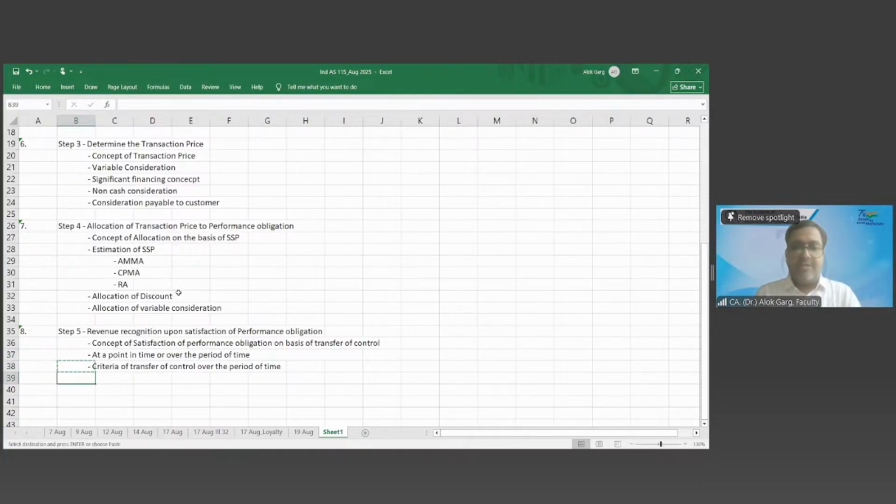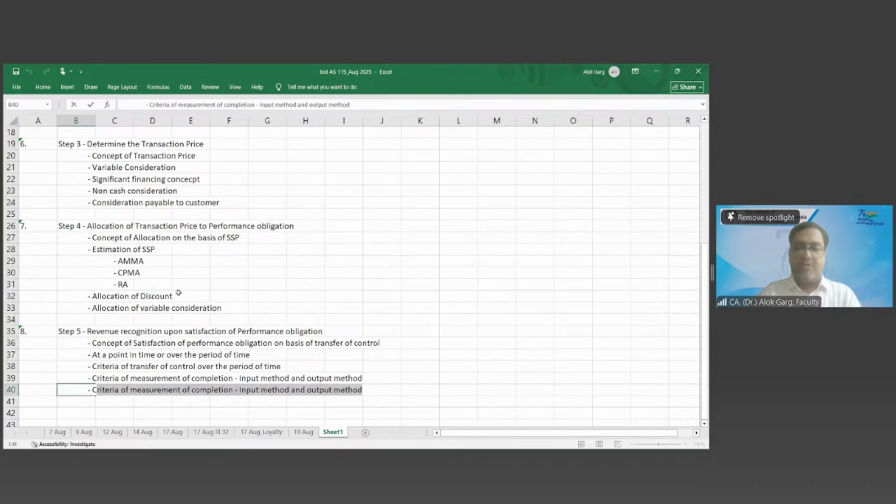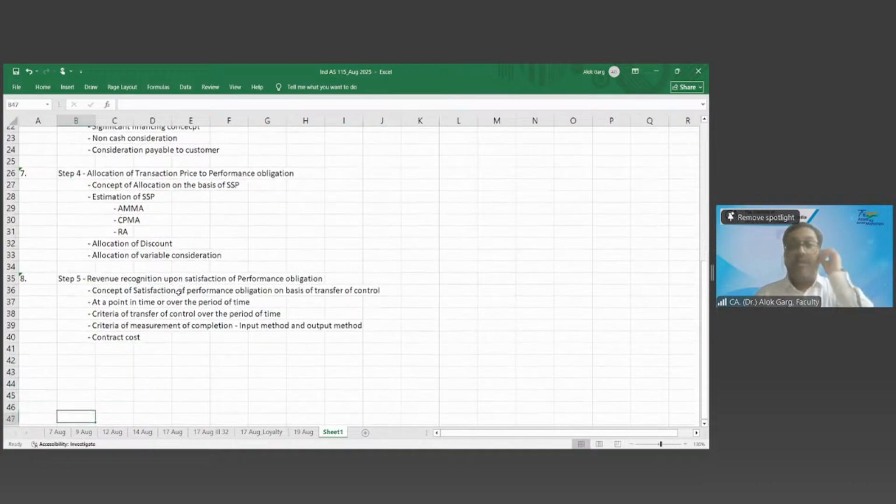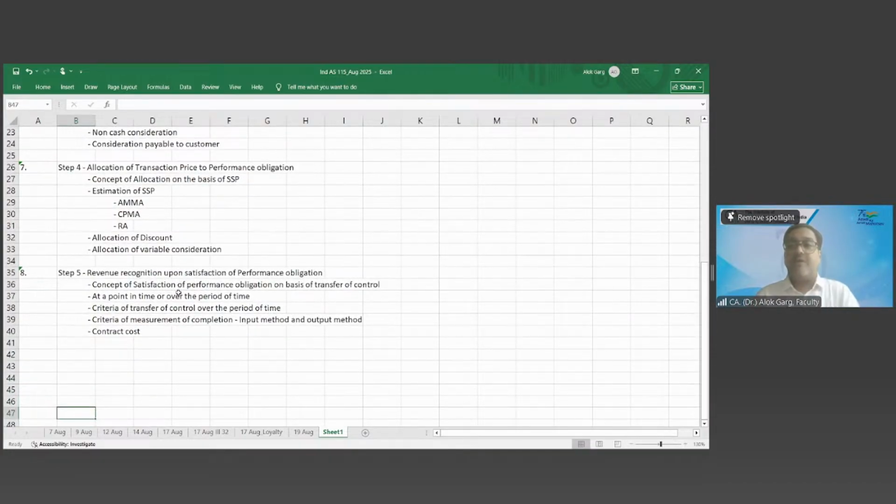Right. Then we discussed the concept of measurement of completion. What methods? Input method, output method. We discussed the concept of contract cost also. Contract cost I covered today, and I had covered it earlier as well. These all things we have covered in this step number 5.